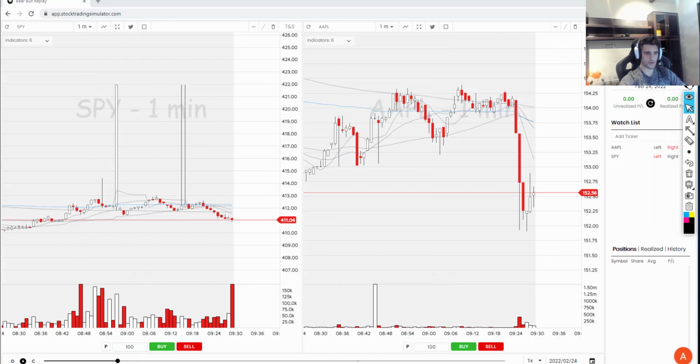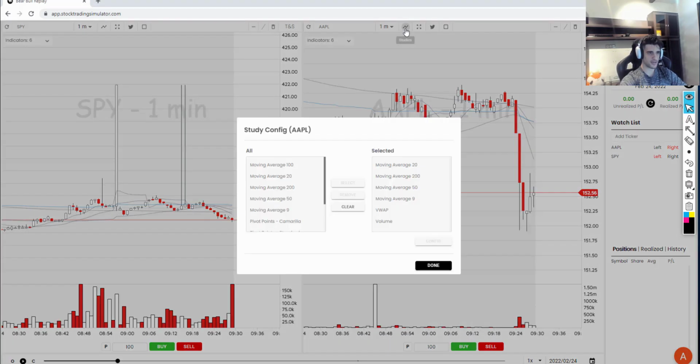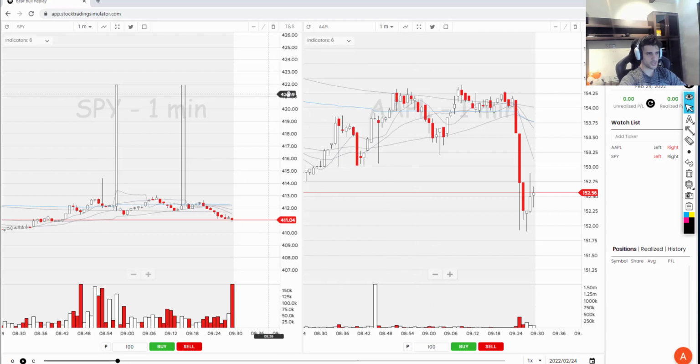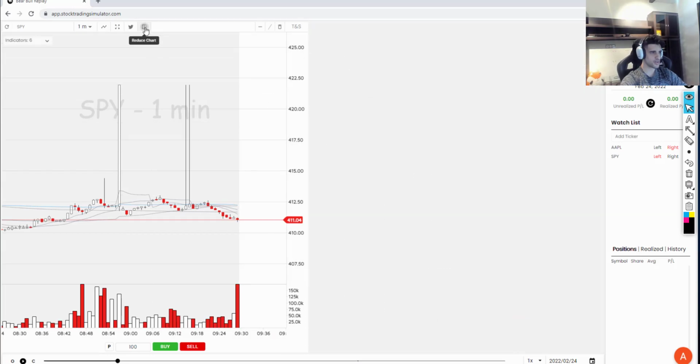This page, you are familiar with it. It's the same as it was before. Two time frames, and the indicators that you can add are there to the left. One thing which is new here is that now you can stretch or expand the chart.